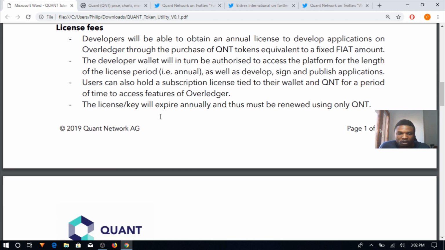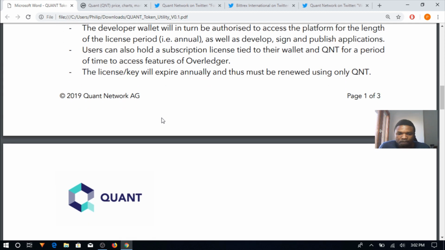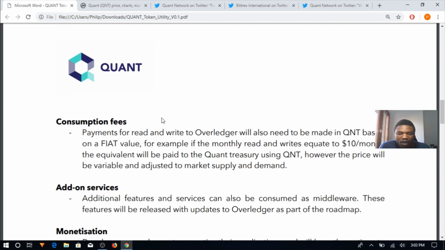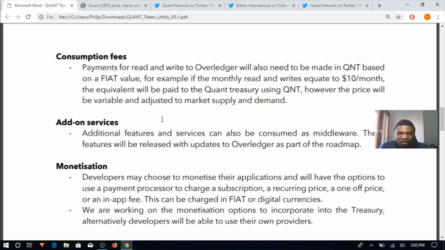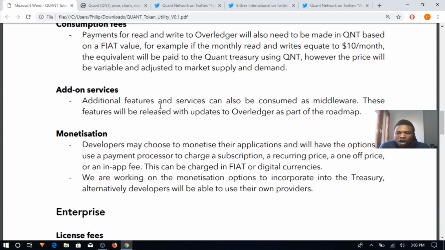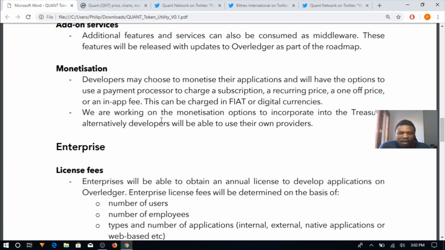And so after the subscription has ended, you will have to renew in order to have new keys to access the network. So that is how the network is going to work. Also, there are going to be some add-on services that by itself won't be a product that Overledger will be marketing to enterprises, but they will be here to facilitate adoption and facilitate growth for the Overledger network.